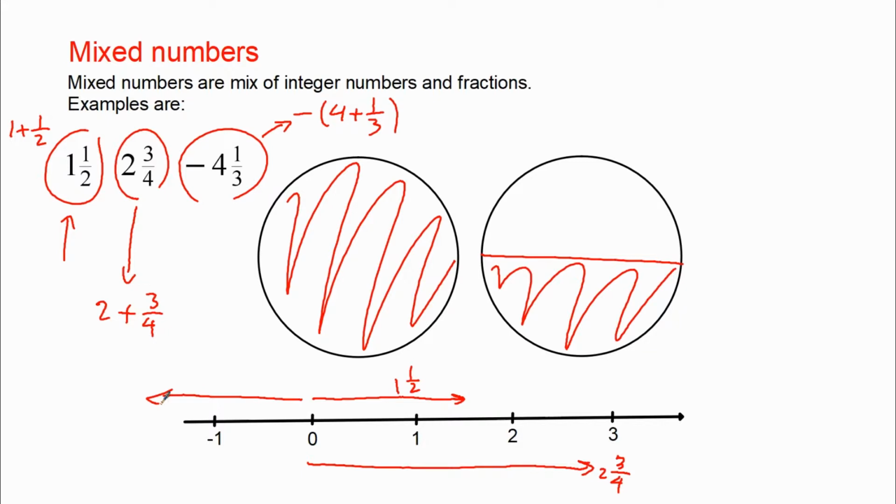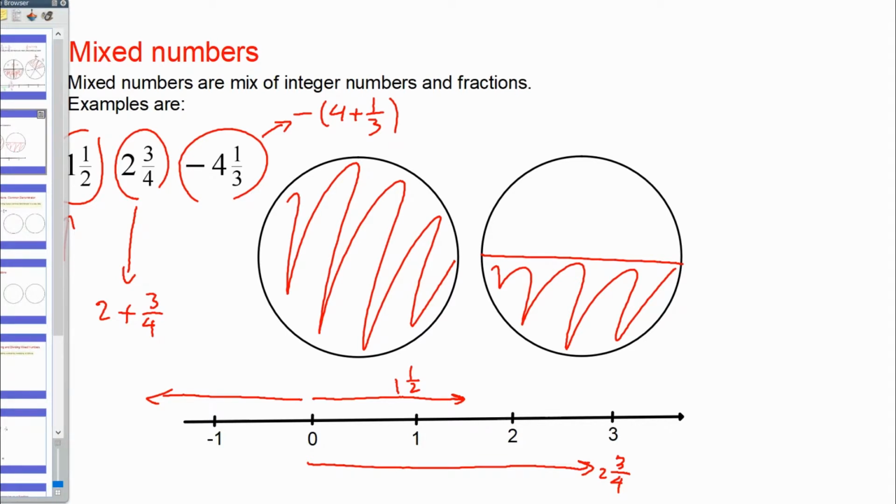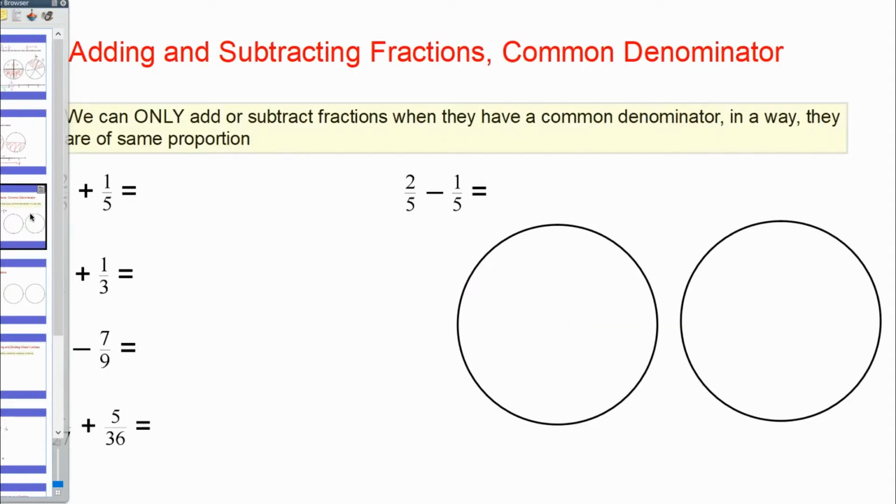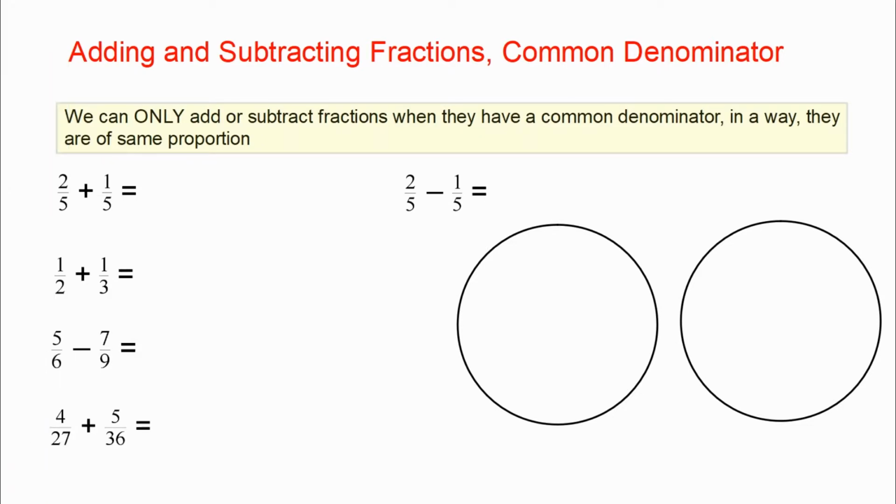Now I will come back to these mixed numbers later, but before that I need to go through some other basic points about fractions. One of those basic topics is adding and subtracting fractions, and what is in here is the concept of common denominator. We can only add or subtract fractions when they have a common denominator, and in a way they are of the same proportion.